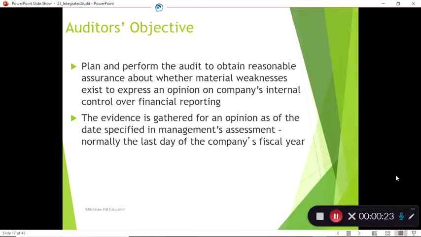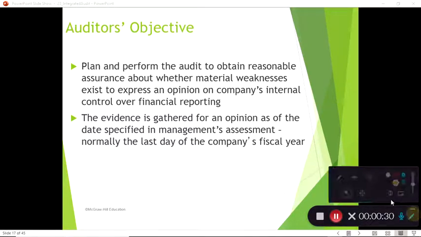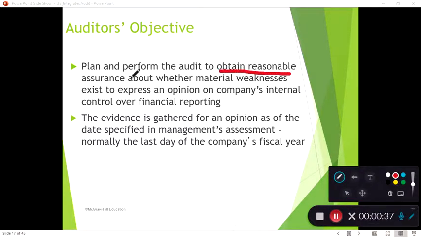So, their objective. Okay, so we're going to look first at their overall objective. And so, we have a few things here. Again, we're conducting the audit to obtain reasonable assurance, and ultimately the opinion that we're going to have to express is whether there's a material weakness or not, whether the internal controls are effective. And again, it's internal controls over financial reporting.